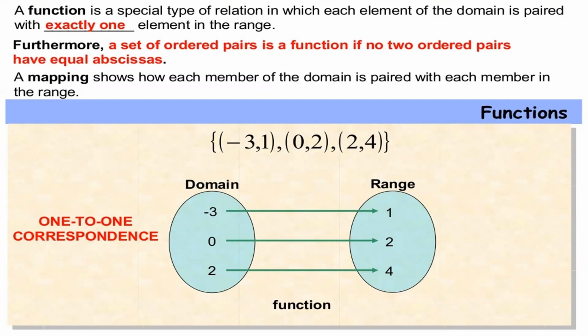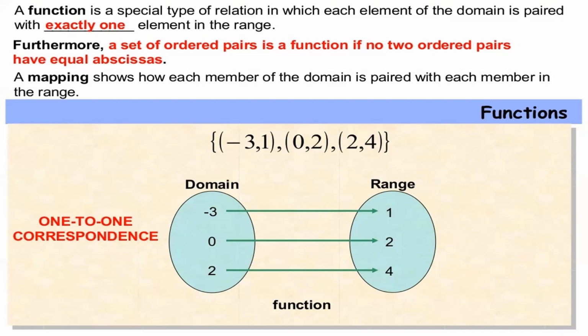So, sir, what is the domain? Domain is the value of x, the given value of x, and then the range is the given value of y. So furthermore, a set of ordered pairs is a function if no two ordered pairs have equal abscissas.